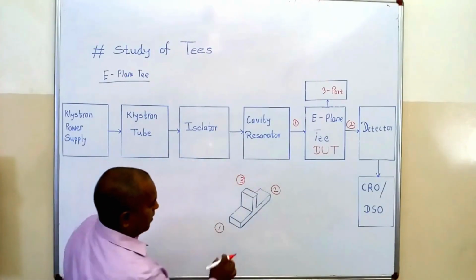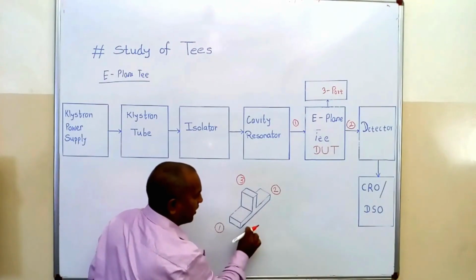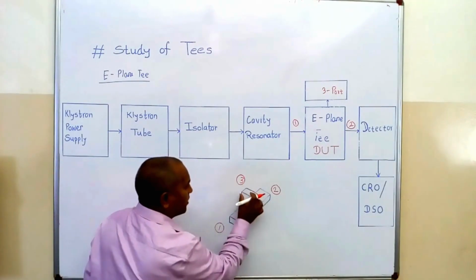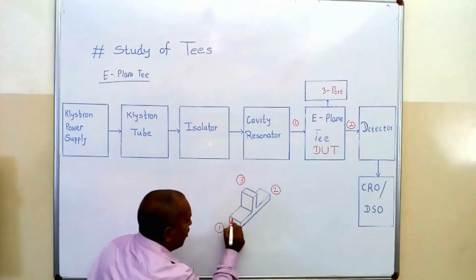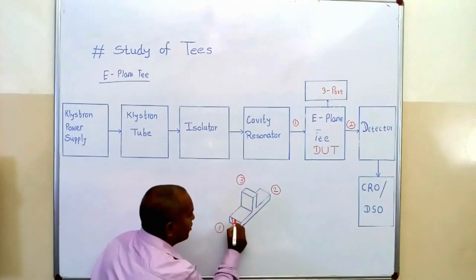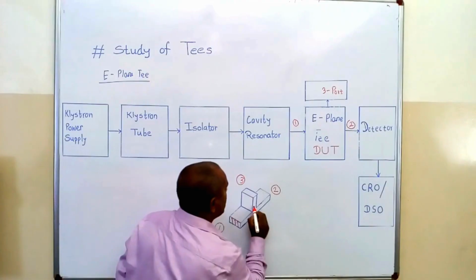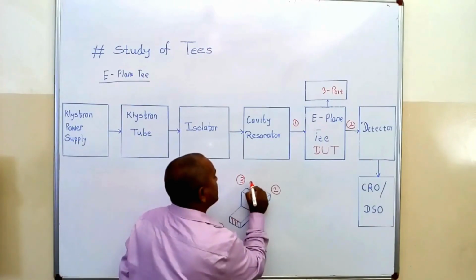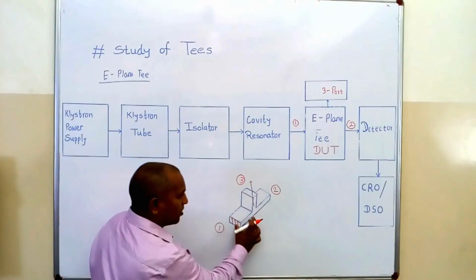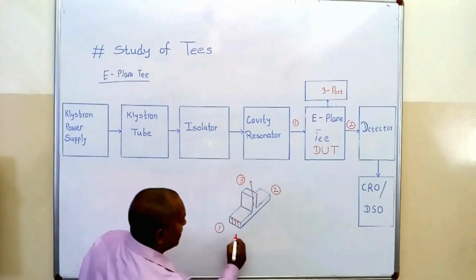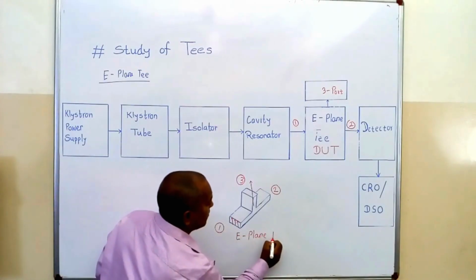So here this is my primary waveguide, that is known as a collinear waveguide, and this side arm is known as an E arm. Here the direction of electric field is this direction, and we know the direction of the axis of the side arm is also this. Both are parallel to each other. That's why this plane T is known as an E plane T.